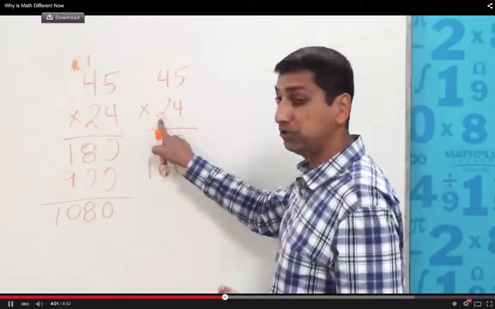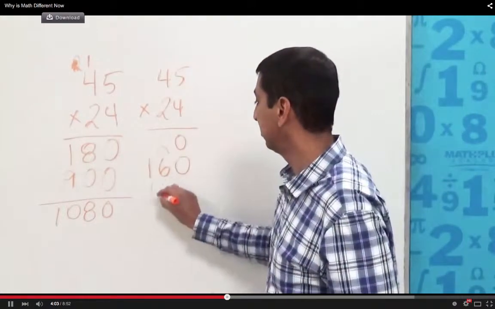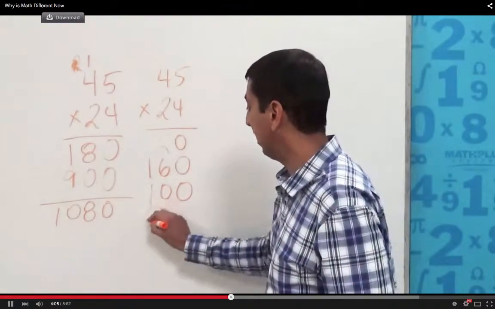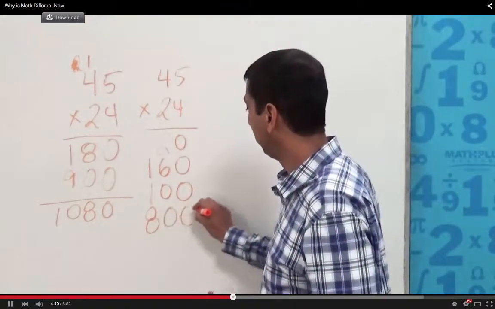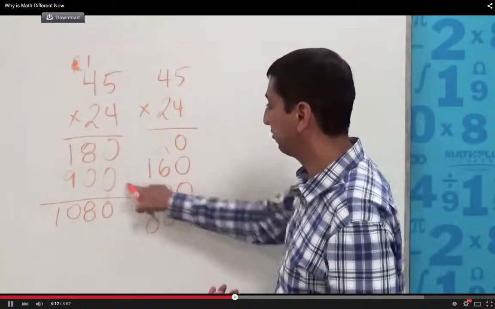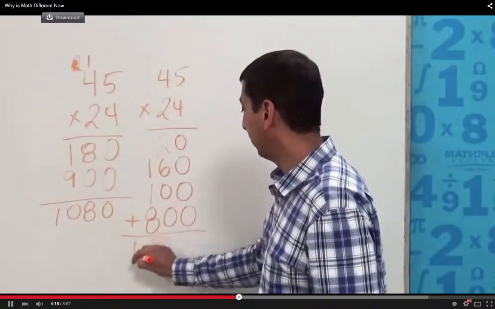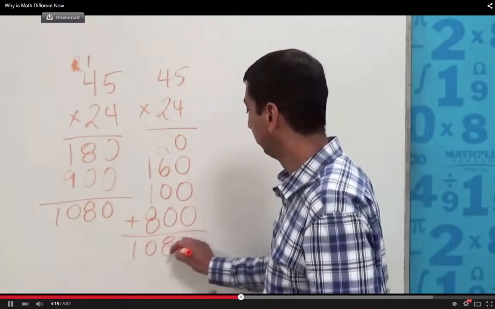Then I have not 2, but 20 times 5, which is 100. And I have 20 times 40, which is 800. And you'll notice again, these two here are 900. That's just what we had there. We'll add them all up, and we will get 1,080 again.